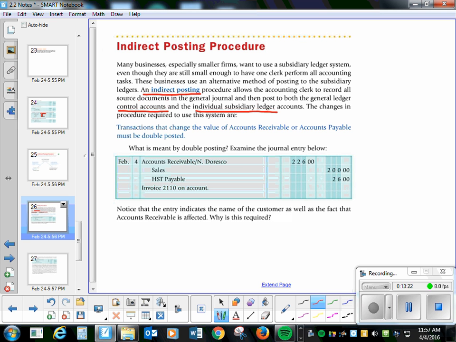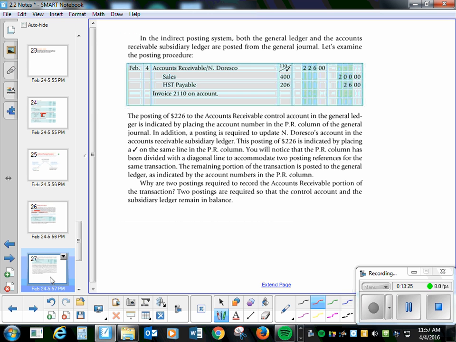Now, why is this required? In the indirect posting system, both the general ledger and the accounts receivable subsidiary ledger are posted from the general journal. Let's examine the posting procedure. The posting of 226 to the accounts receivable control account in the general ledger is indicated by placing the number in the post reference column. That's this one, this 110 here. Now, the only thing that has to happen is that we have to make sure that this person's account is also going to be affected. And when we post that amount to this person's account, we're using that check mark to show that we've taken care of that.